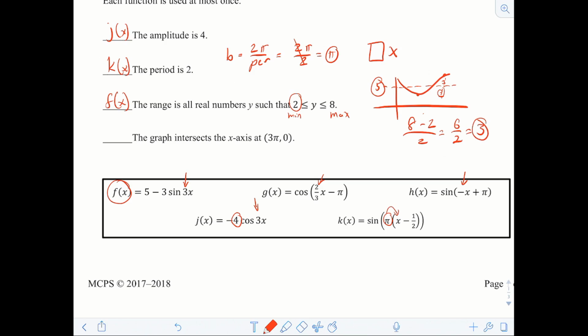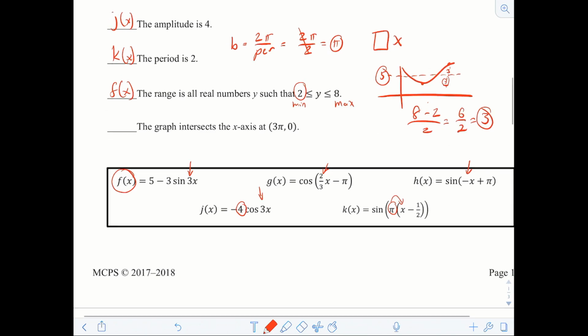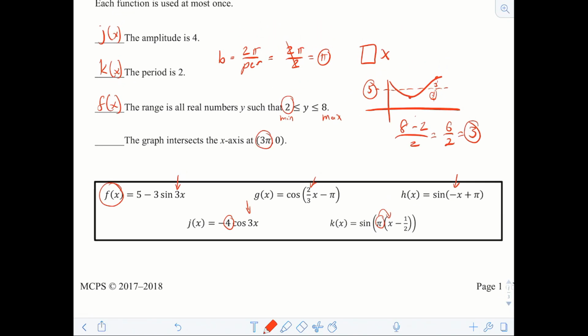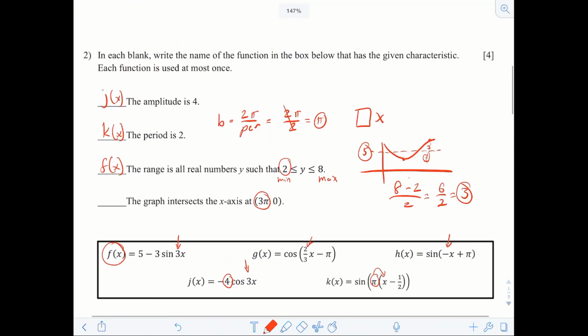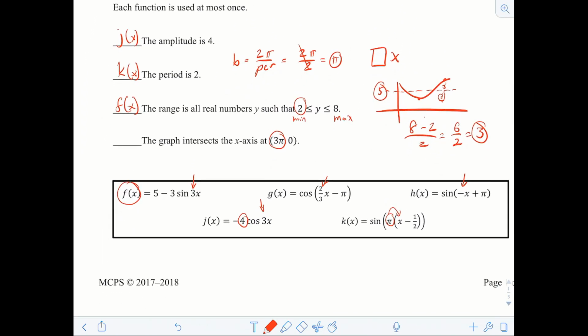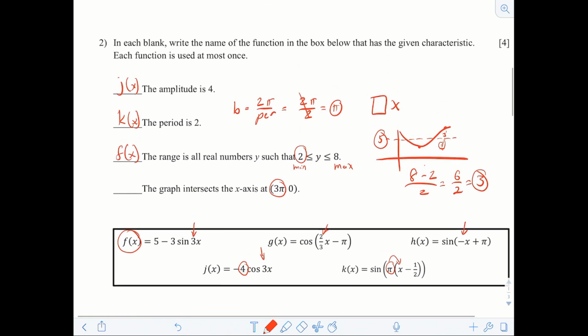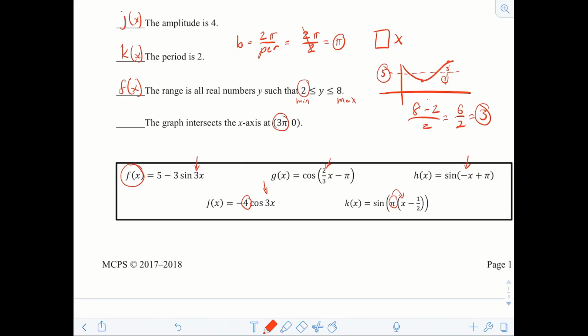And lastly, the graph has an intersection of the x-axis at 3 pi and then 0. Looking at this specific type of problem, there could be many different solutions. I'm trying to think of an easier way to write these down rather than testing each one, because that's going to get tedious. But I might get to the point where I have to do this. Each function may be used more than once. So I'm going to write this down as, let's see, let's test g of x, for example.